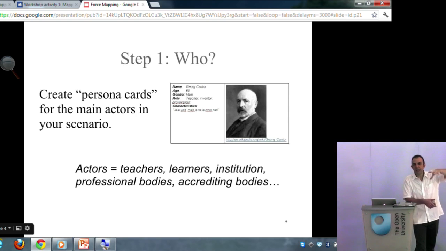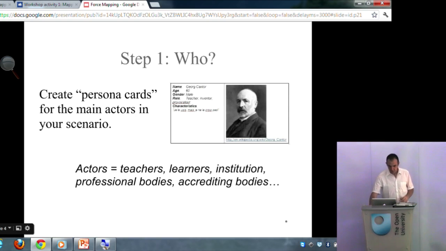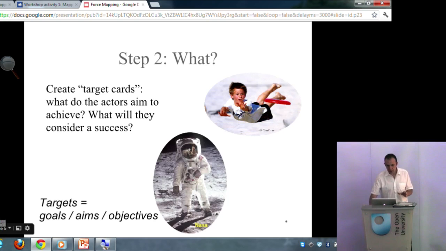Okay, so again, each one of you coming from your own context, think about the people that you see involved from your perspective in the MOOC, whether it's students from your institution or staff in your institution or anyone you could envision that would be involved in it. So that's the first step. The second step would be to think about the targets.